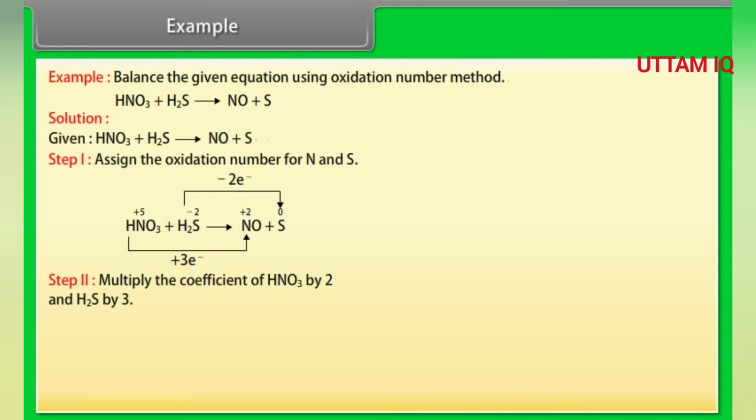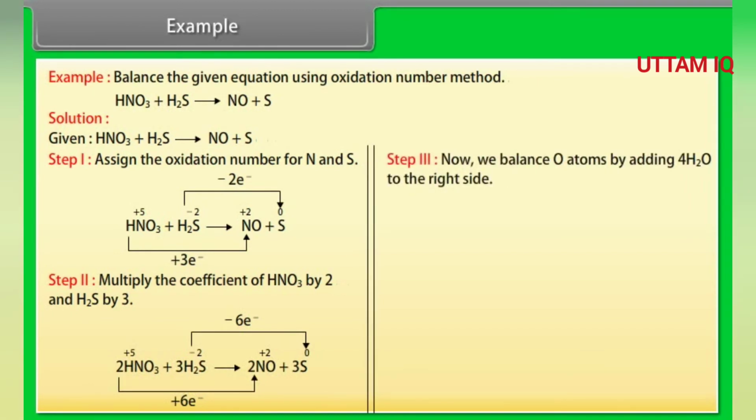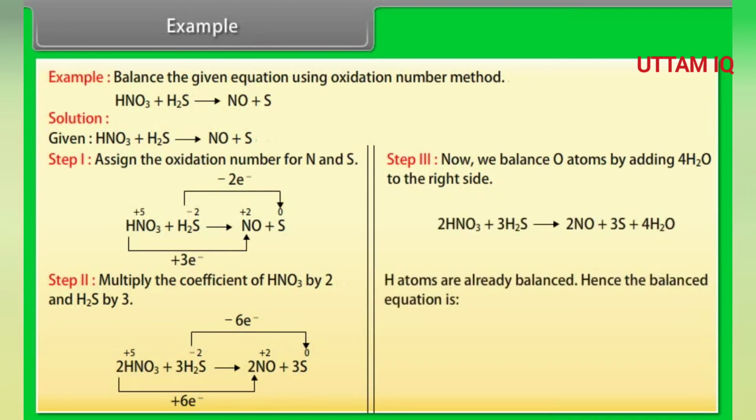Step 2. Now multiply the coefficient of HNO3 by 2 and H2S by 3. Step 3. Now we balance O atoms by adding 4H2O to the right side. H atoms are already balanced, hence the balanced equation is 2HNO3 plus 3H2S gives rise to 2NO plus 3S plus 4H2O.